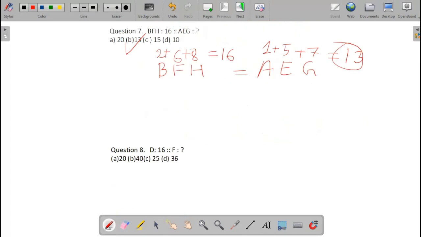Next, here D is 16 and F will be what? Now the alphabetical position of D is 4 and this is 16. How is 4 related to 16? 4 square. 4 square is equal to 16. Now what is the alphabetical position of F? 6. Now if we go 6 square, that is 36. Is 36 here? Yes, it is option D. So that will be the correct answer.